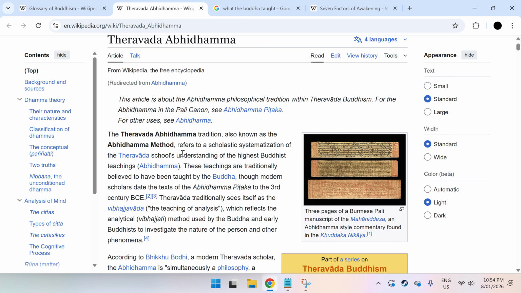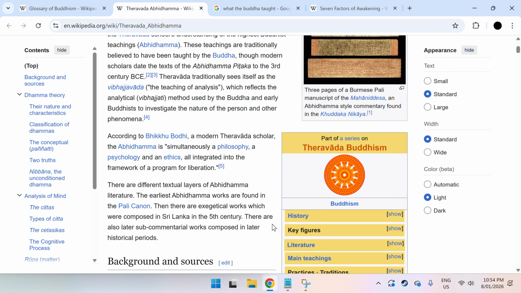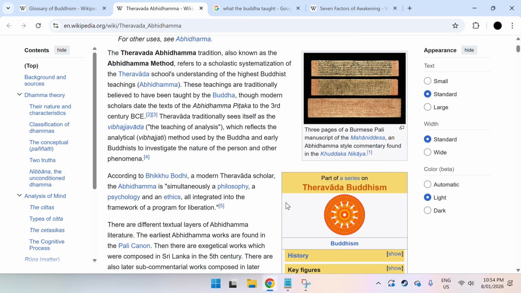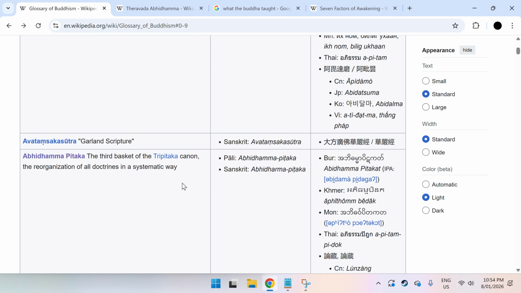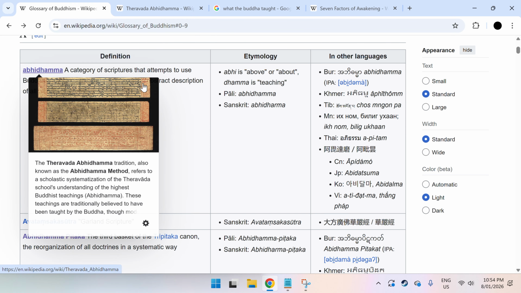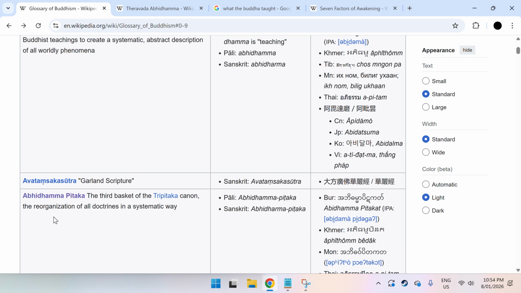Alright, so there's a little bit more of a wider context here I want to look at. And I think if I go here, we've got the Abhidhamma, and then we've got the Abhidhamma Pitaka. And then it's described as the third basket of the Tripitaka Canon, the reorganization of all doctrines in a systematic way.